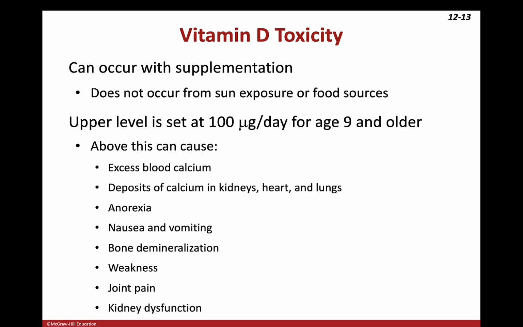Now, if we look at vitamin D toxicity, this is something that can occur with supplementation. This does not occur from exposure to sun or consuming vitamin D high foods. The upper level is set at about 100 micrograms per day for age 9 and older. Above this, we can start to see excess levels of calcium within the blood. We might see calcium deposited in the kidneys, heart, and lungs, potential for anorexia, nausea and vomiting, a demineralization of bones, weakness, joint pain, and kidney dysfunction.